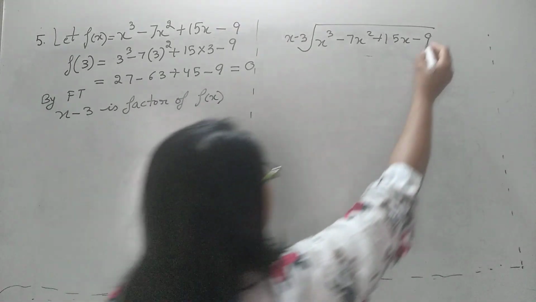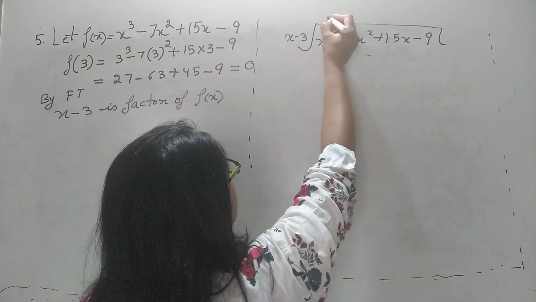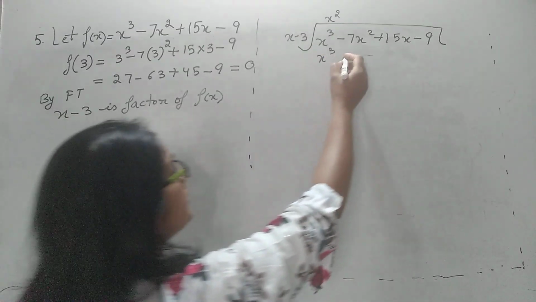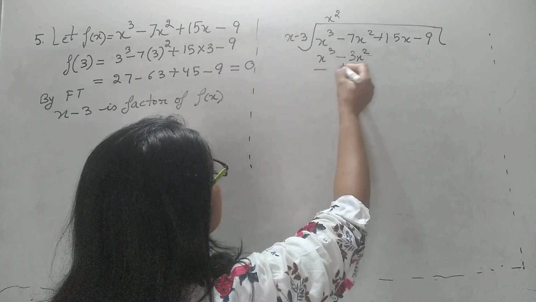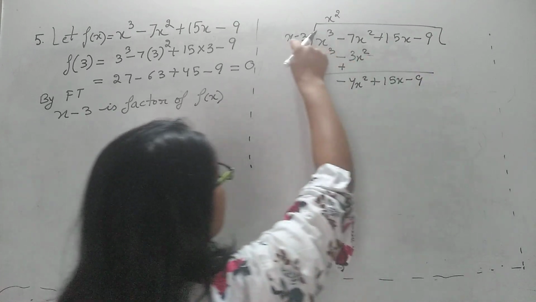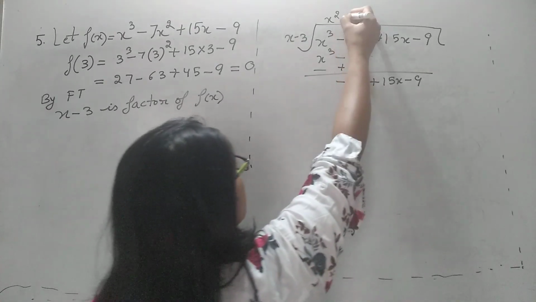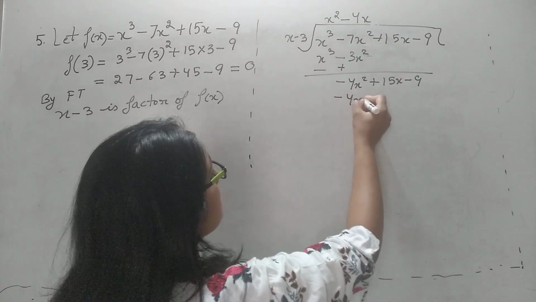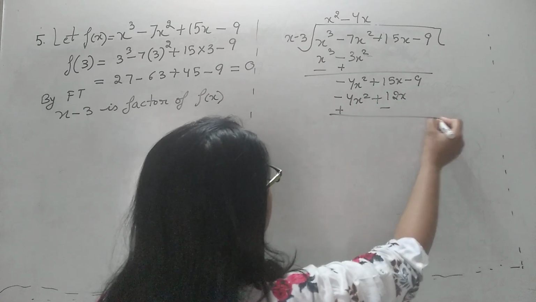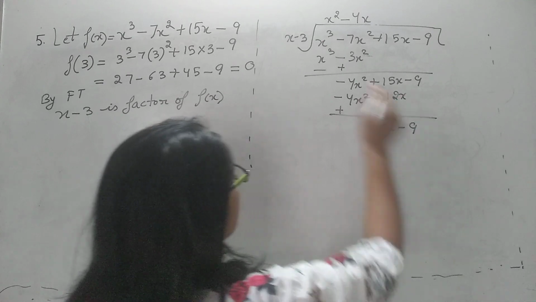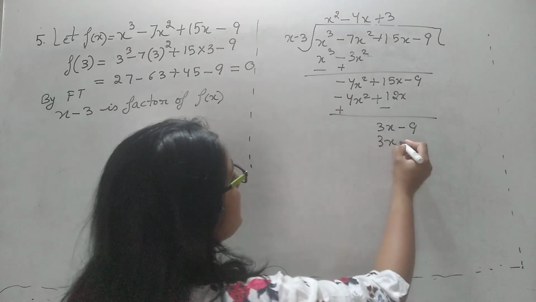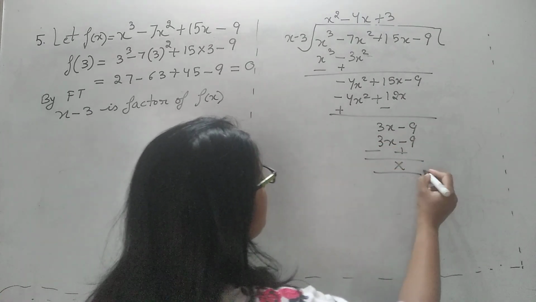Now you know how to divide it. X should be multiplied with x square. For now I am not explaining the method. You already know this method. Change the sign. We bring the other numbers down. X should be multiplied with what number? We get minus 4x square, that is minus 4x. Minus 3 into minus 4x is plus 12x. Change the sign and you get 3x minus 9. X should be multiplied with what number? We get 3, that is plus 3. So it is 3x minus 9 and hence we have divided it.